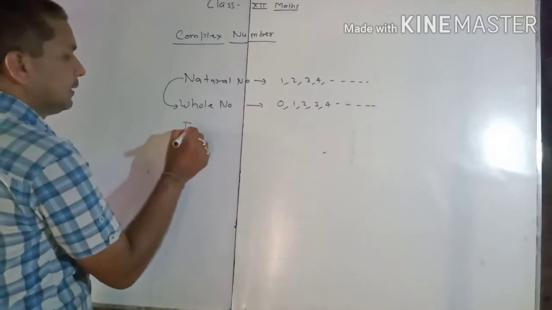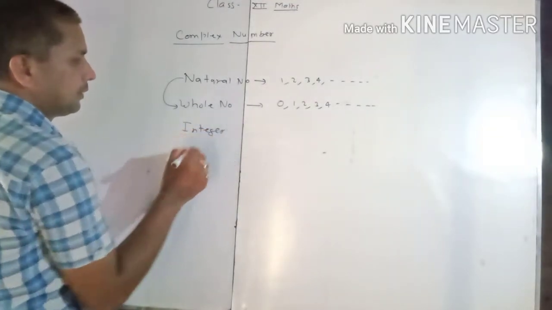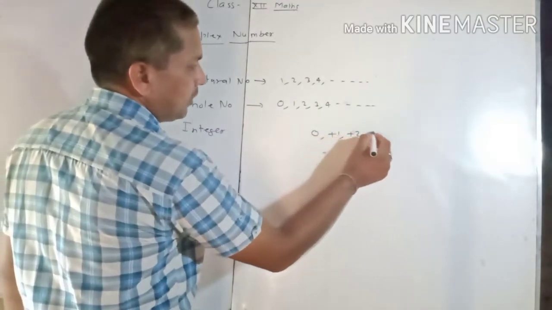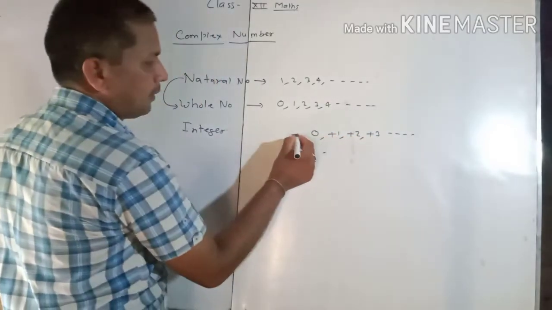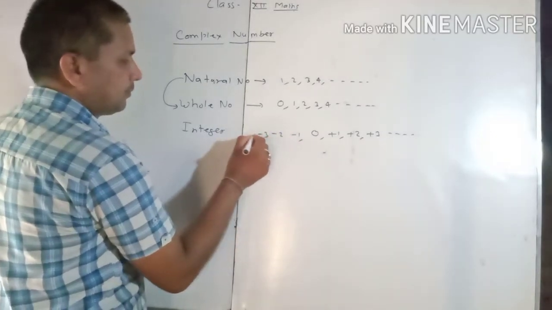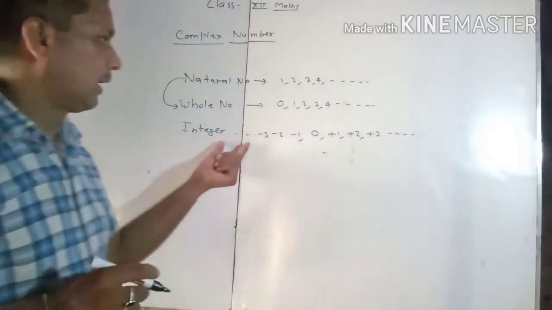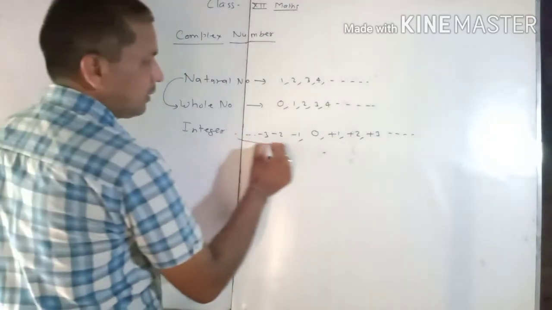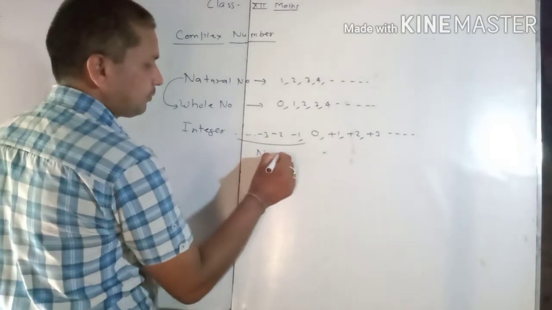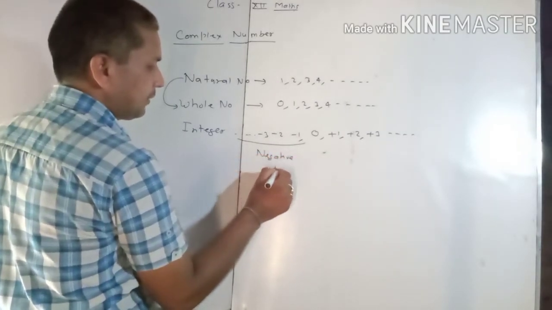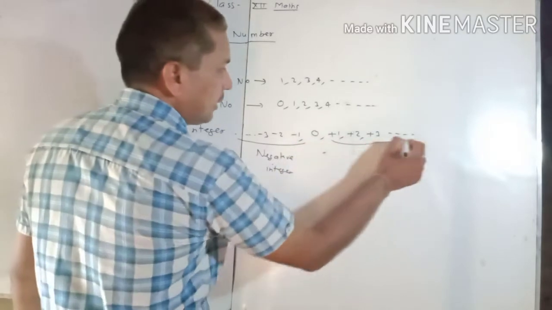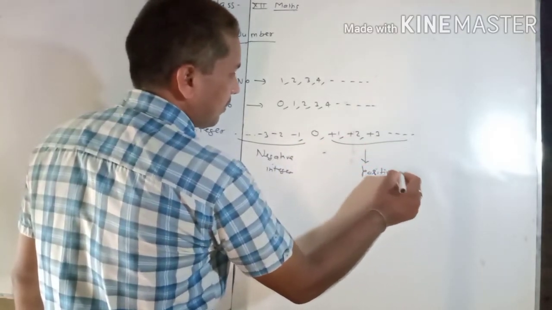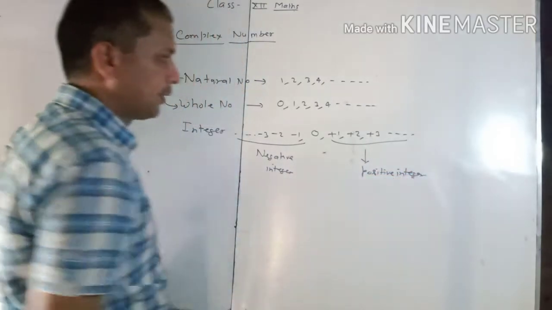After this, integers: from all positive counting numbers and negative counting numbers, from minus infinity to plus infinity. These are called negative integers, and these are positive integers. Okay.